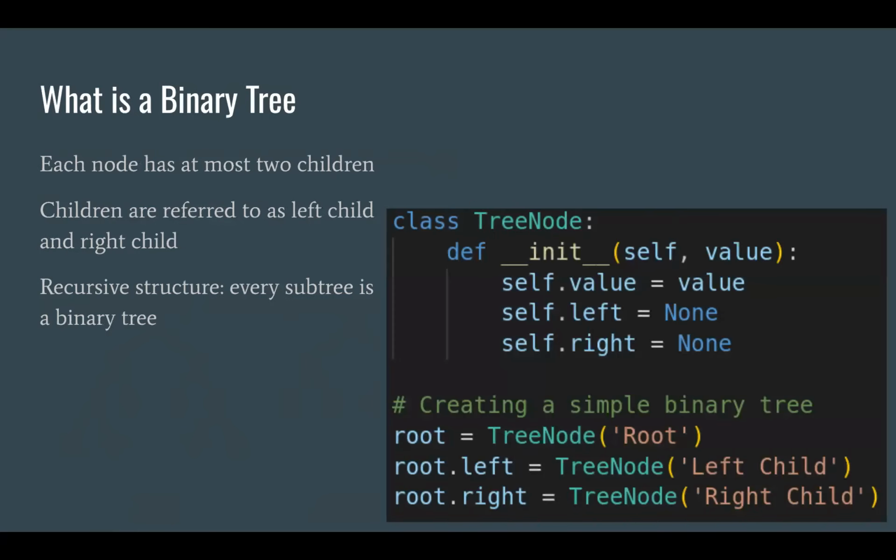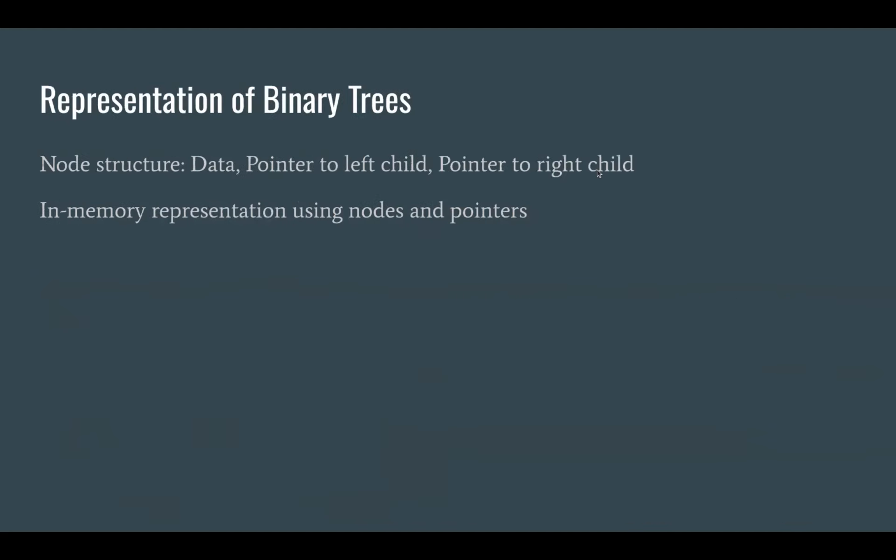So we showed in the beginning what the tree node would look like. In a tree node class, we have a constructor to store the value, and there will be a pointer to the left child and a pointer to the right child. So we can assign a tree node to root, and then in root left, we can assign another tree node, and in root right, we can assign another tree node as well.